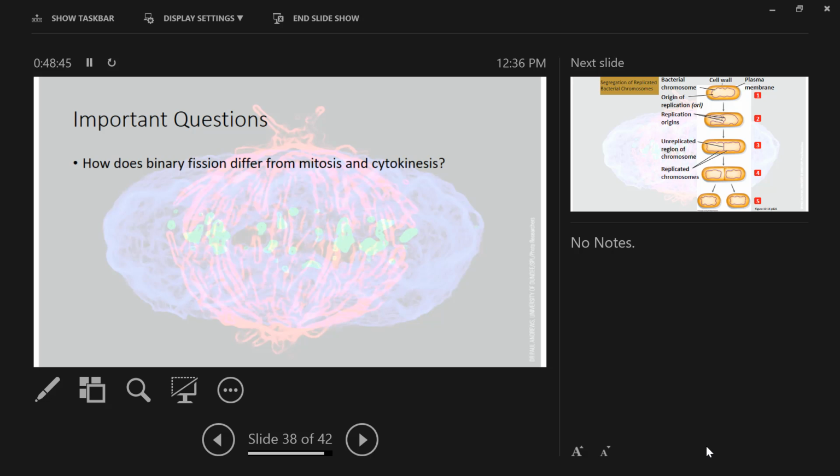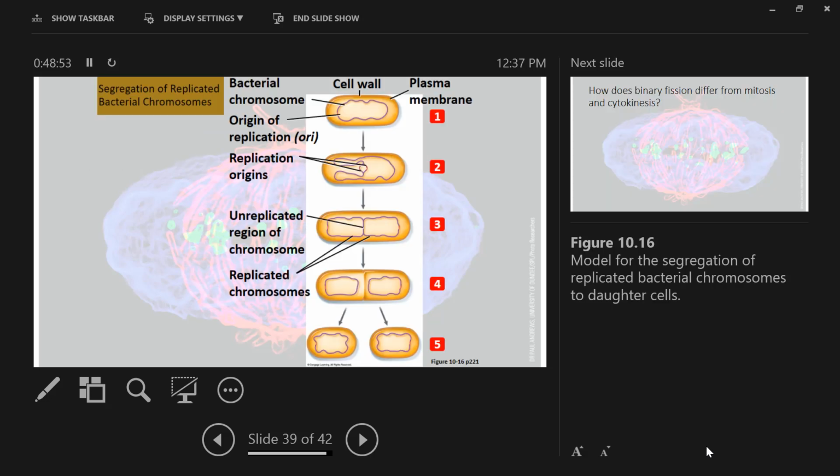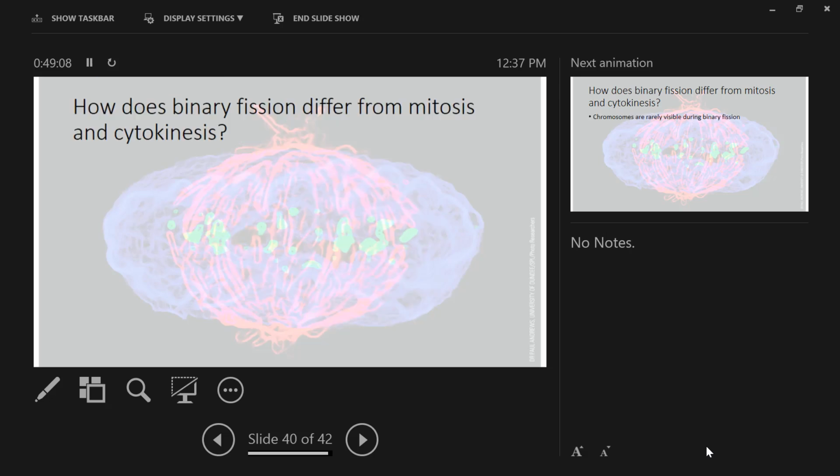Cytokinesis is the splitting of one cell into two, and binary fission is what prokaryotes do. Basically the only things they need to do is replicate the DNA, so they have to do something equivalent to S phase in a eukaryotic cell, and then they need to do cytokinesis. But we call this binary fission. So the chromosomes usually don't become visible during binary fission. They don't need to condense like they do in eukaryotes.